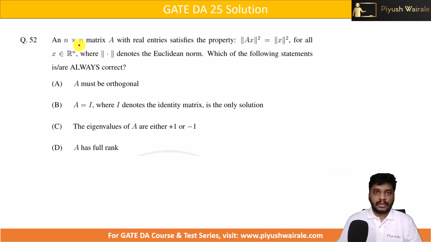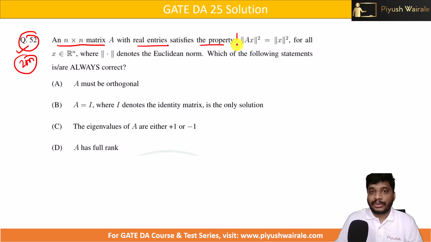Hello everyone. In this video we are going to discuss question number 52 of GATE DA 25 exam. This question is for 2 marks and is based on the linear algebra subject. So let's read the question carefully. An n cross n matrix A, a square matrix of order n with real entries, satisfies these particular properties. So this is given to us here.